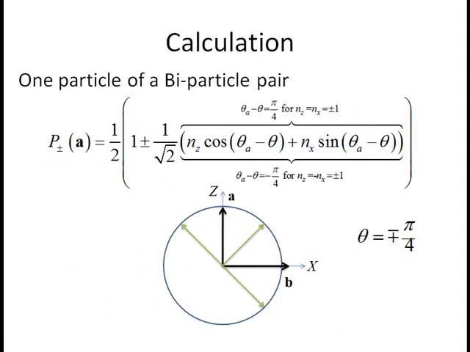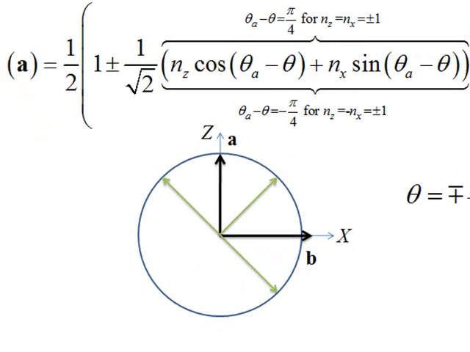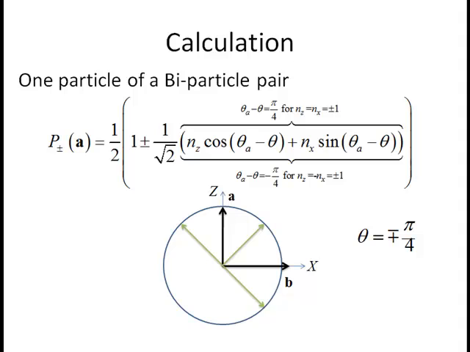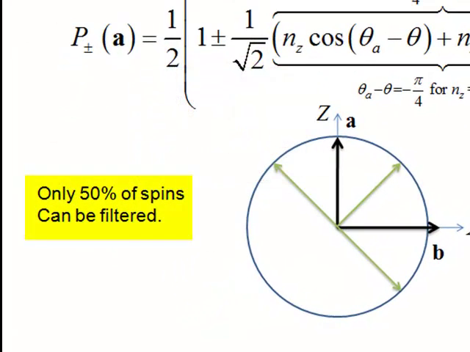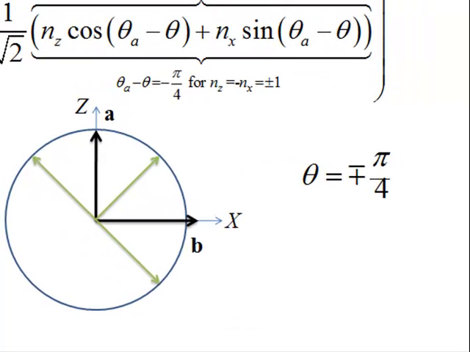Consider the coplanar polarizers at Alice and Bob, with the polarizer angles set at angles A and B. Let us put A along the z-axis, then the two ensembles occur at plus or minus 45 degrees. Bob's polarizer cannot be aligned at both positions at the same time. Therefore, he can only sample one of the two ensembles at the same time. Hence, 50% of the particles cannot be detected. This is likely the major contribution to the detection loophole.